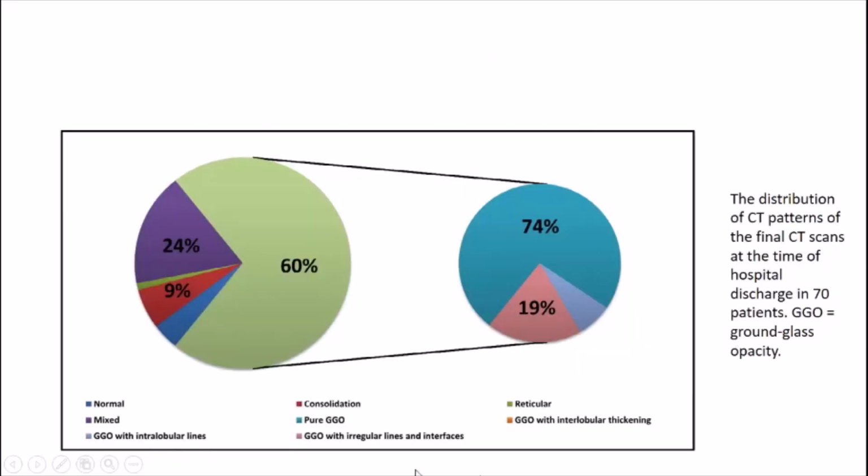In the same study, this is a diagram of the changes upon discharge on CT. The most common was ground glass opacities, next is mixed, then consolidation, and then normal CT scans. So around 60% ground glass, 75% of it was pure ground glass opacities, and around 20% was mixed with irregular interfaces, as the examples we have shown.